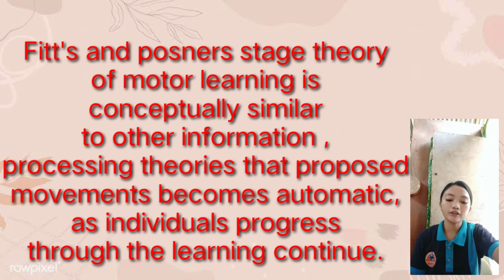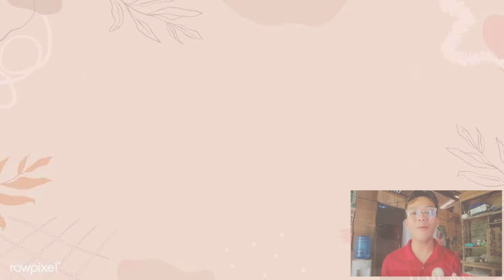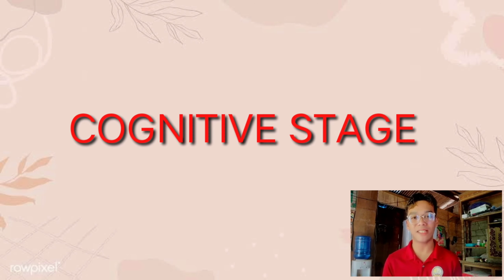Fitts and Posner's stage theory of motor learning is conceptually similar to other information processing theories that propose movement becomes automatic as individuals progress through the learning continuum. Fitts and Posner's stages place beginners in the cognitive stage, and today we are going to talk about the cognitive stage.